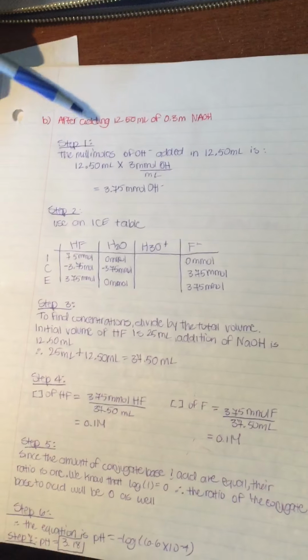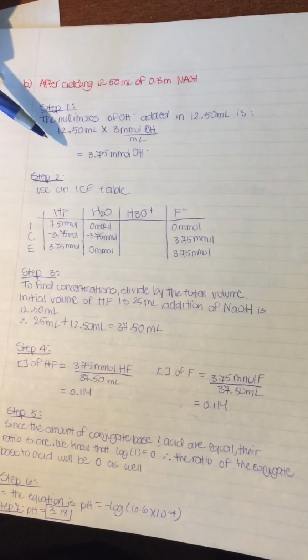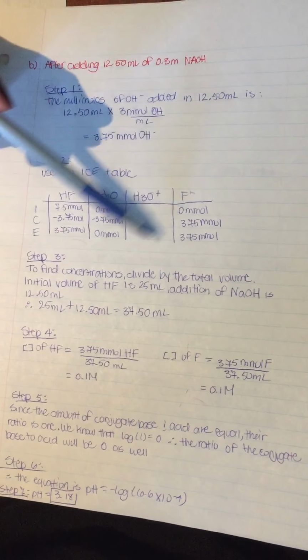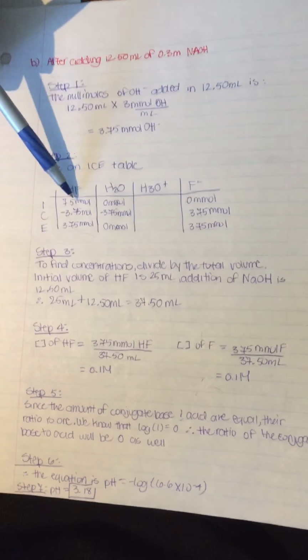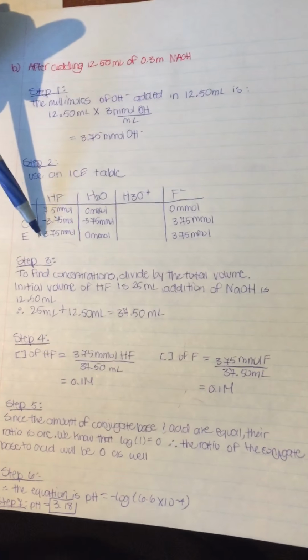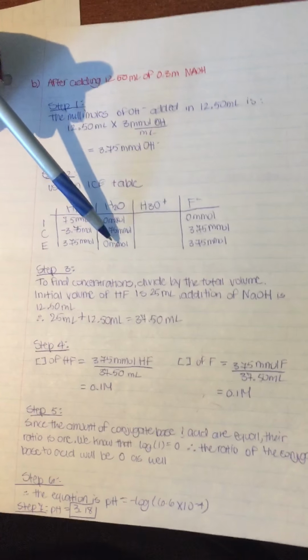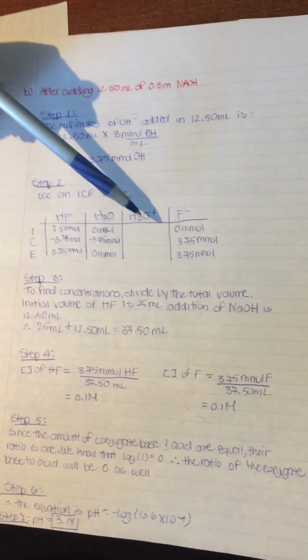So part B, after adding 12.5 milliliters of 0.3 molar NaOH. Step 1, the millimoles of OH added is 12.5 milliliters times 3 millimoles of OH per milliliter, which equals 3.75 millimole of OH. Step 2, use an ICE table. So here I've set up an ICE table. As you can see the numbers for HF, I put 7.5 millimoles, negative 3.75 millimoles, 3.75 millimoles. For H2O, I put 0 millimoles, negative 3.75 millimoles, 0 millimoles. And for F, I put 0 millimoles, 3.75 millimoles, 3.75 millimoles.